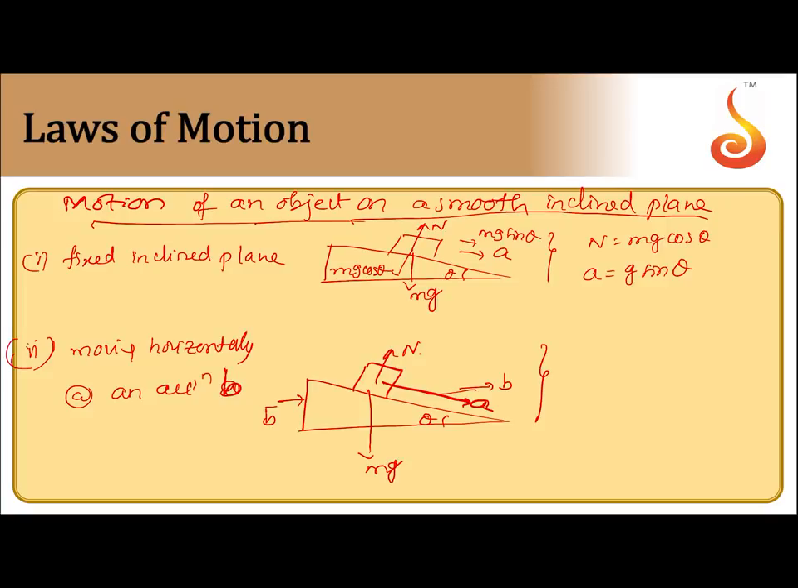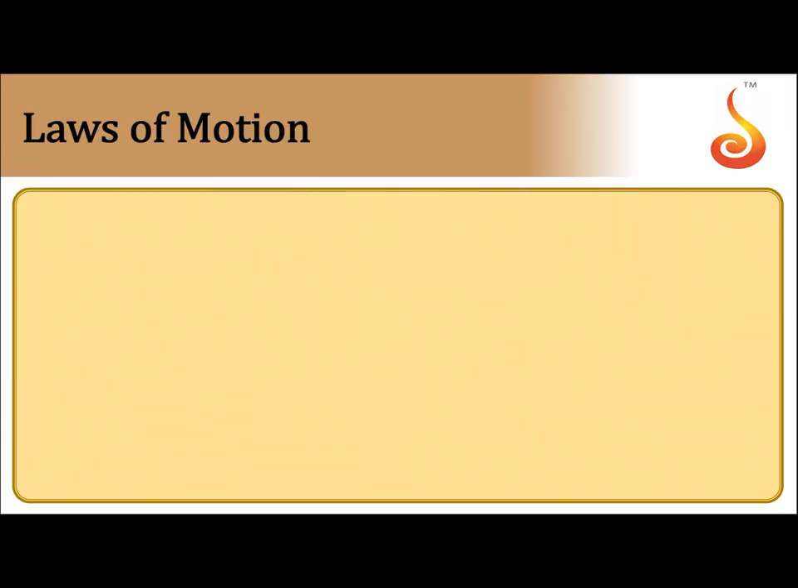Now the results are here. I am writing the results straight away. N is equal to m into g cos theta plus b sin theta, and the acceleration a is equal to g sin theta minus b cos theta. So if the inclined plane is also accelerating, then the result is here. Let us consider one more case.